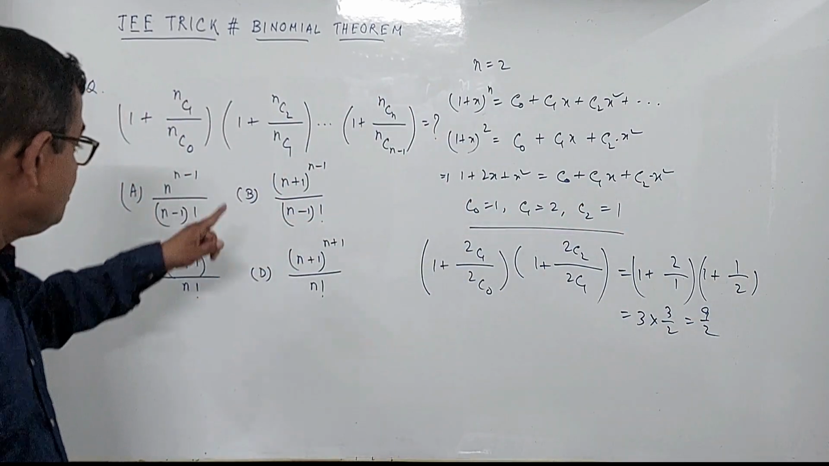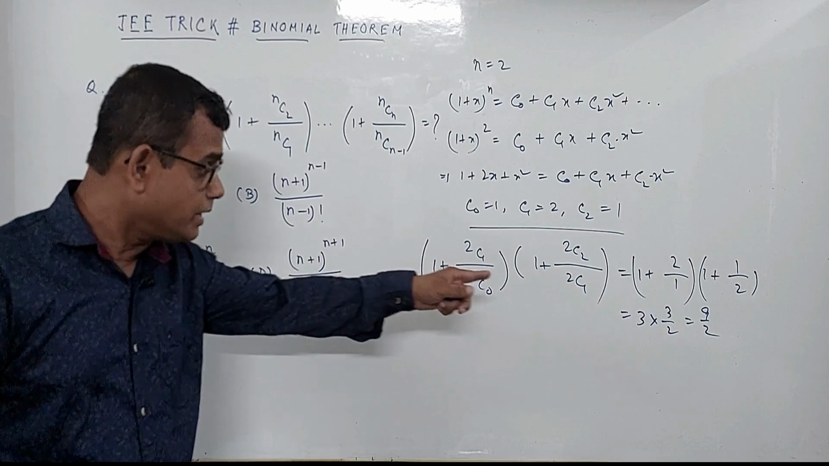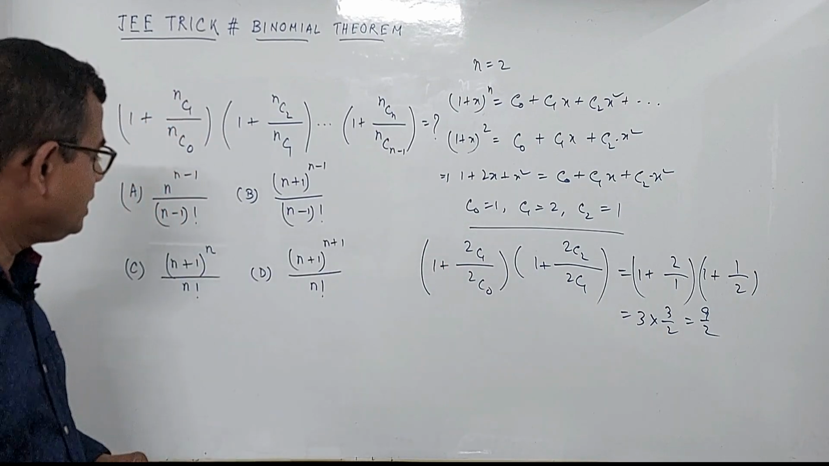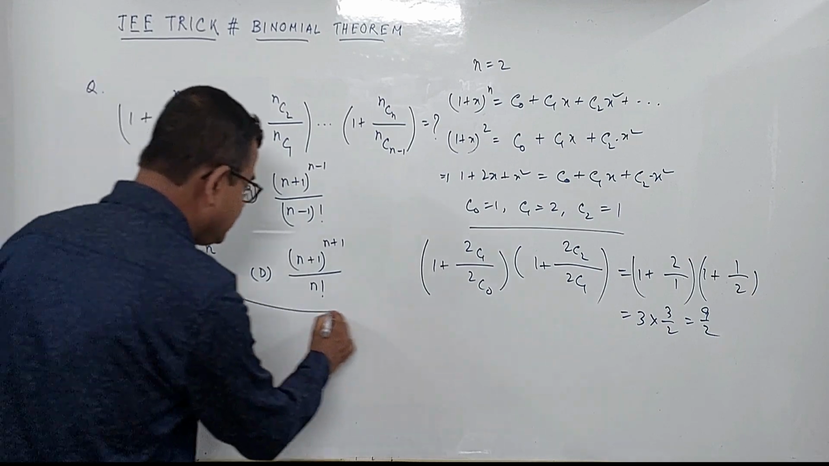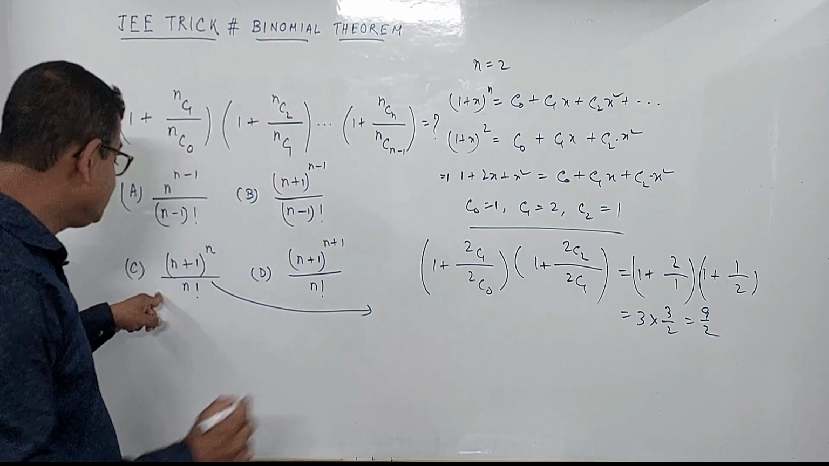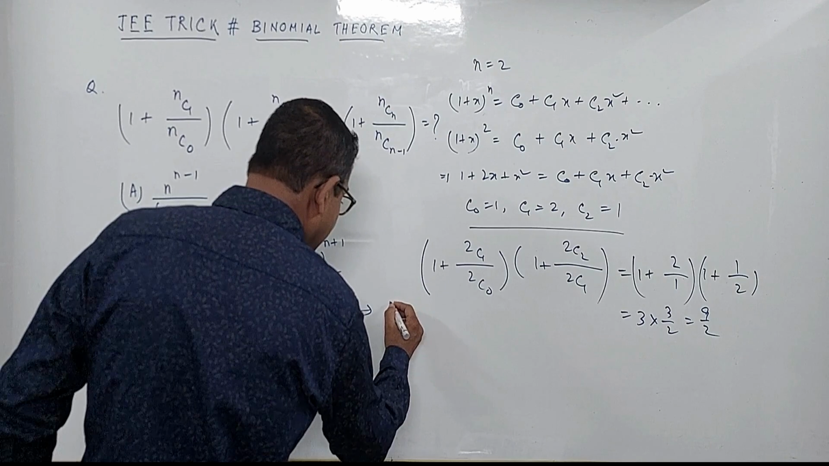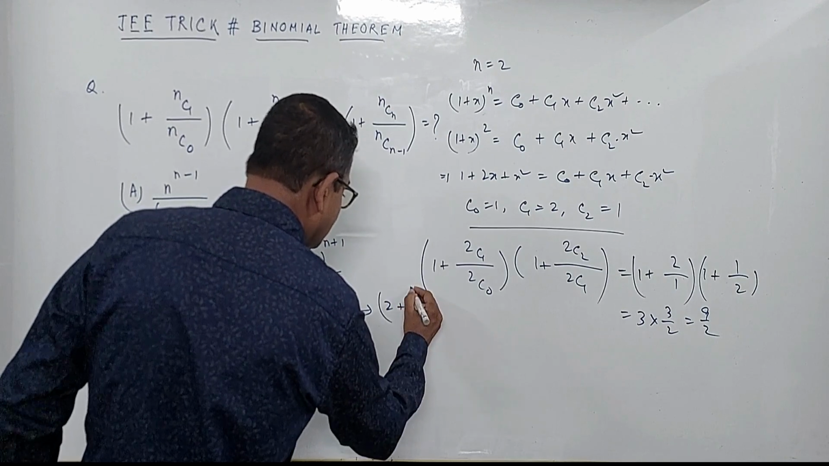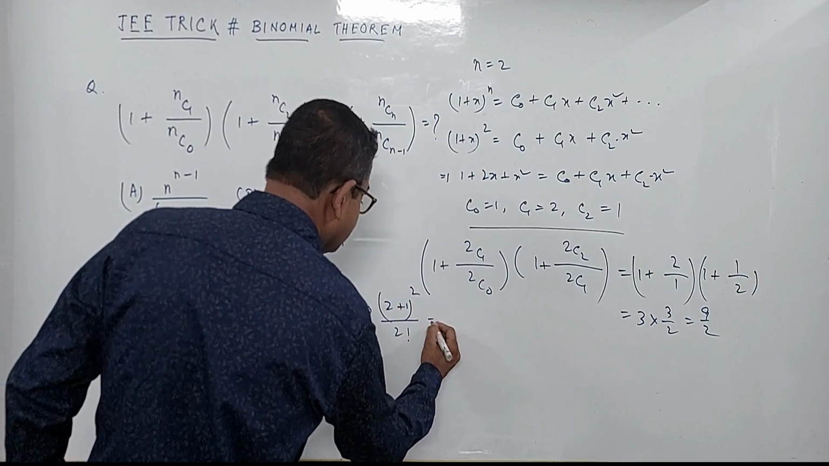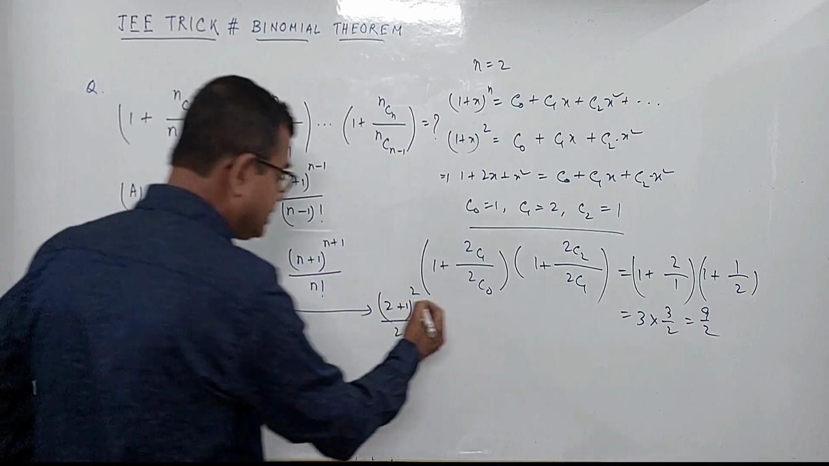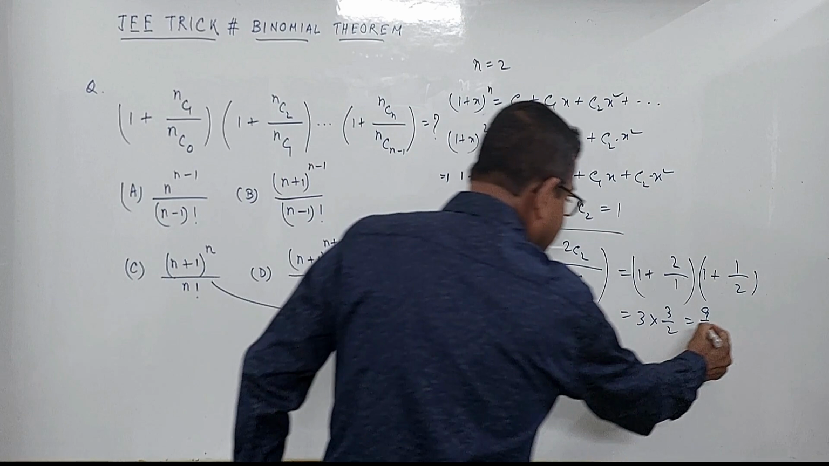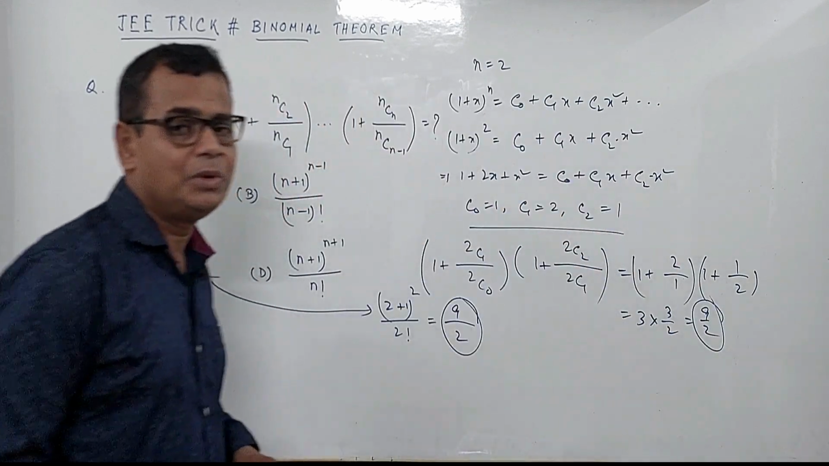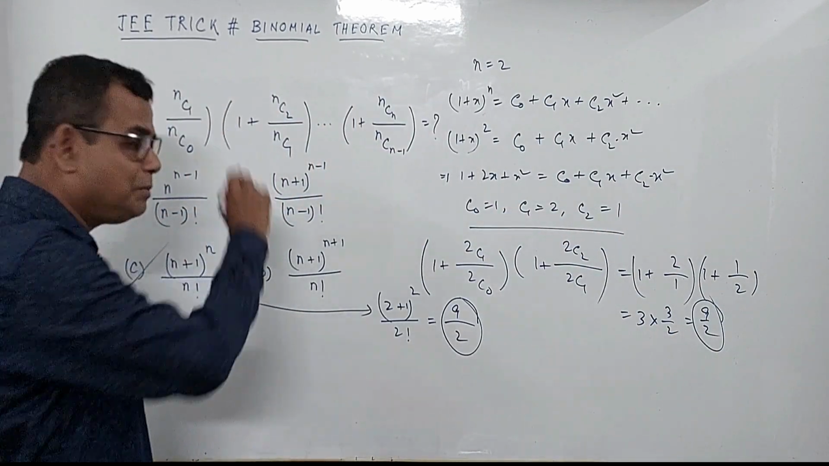Now we have to check which of the following four options gives the value 9 by 2 for n equal to 2. Now, if we put here in option C n equal to 2, we get (2 plus 1) to the power 2 by 2 factorial, that is 3 squared, that is 9, by 2 factorial, that is 2, which matches with 9 by 2. So C is the right answer.